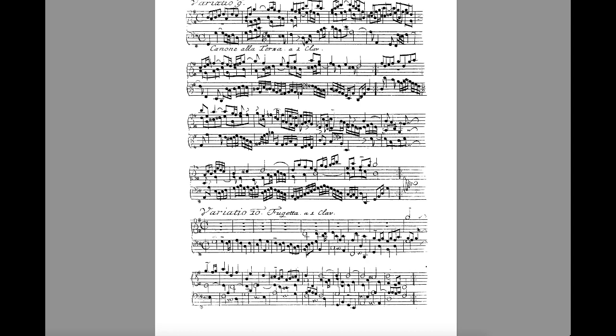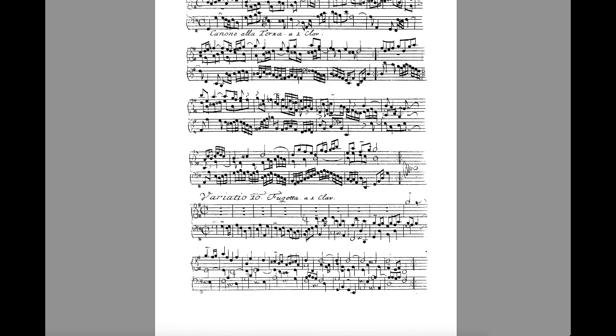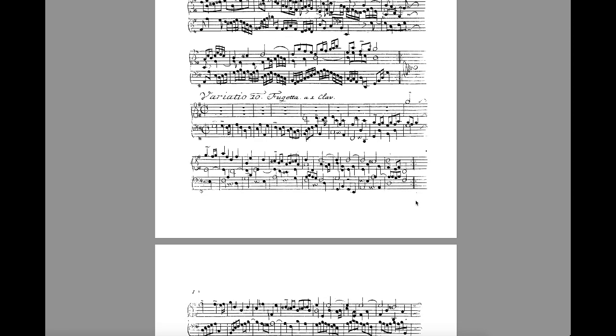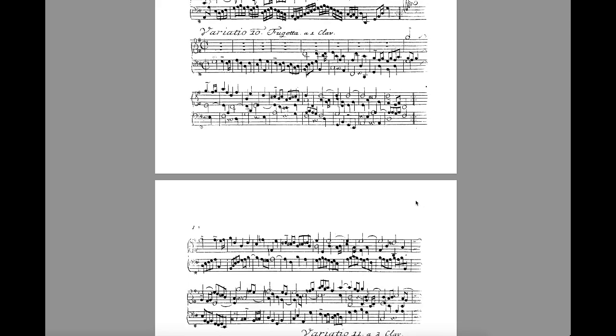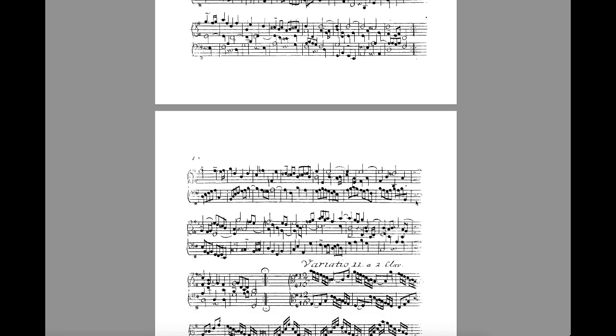A couple times he forgets his squiggly line, but it's very significant that he either has a fermata, or no fermata and a squiggly line. And like I said, a couple times he forgets his squiggly line.